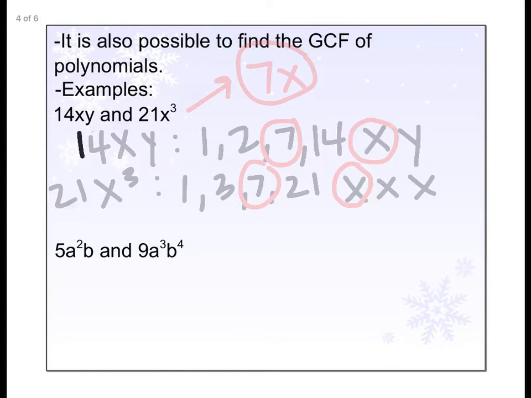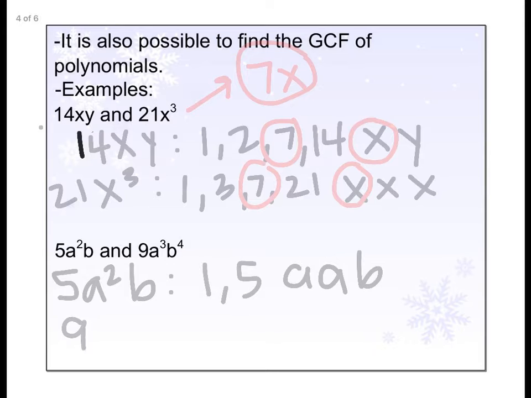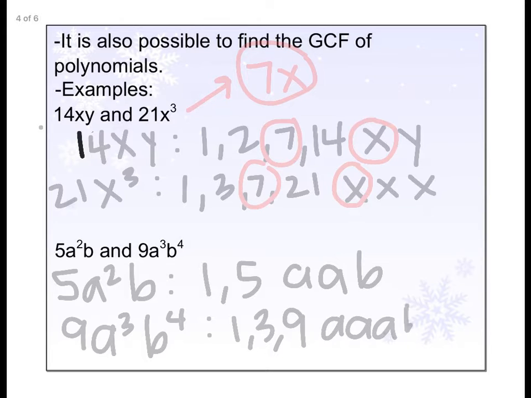Let's try our second example. All right, so we have 5a squared b. So for 5, I can only multiply 1 and 5. A squared means I have 2 a's and I have 1 b. Then I have 9a cubed b to the 4th. 9, I can do 1, 3, and 9. And then a cubed means I have 3 a's and I have b to the 4th, so 4 b's.